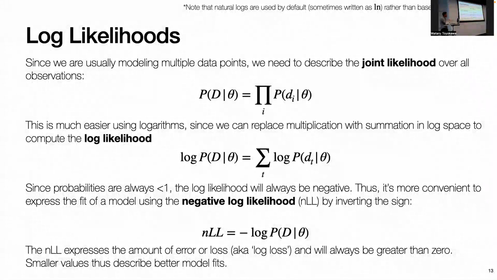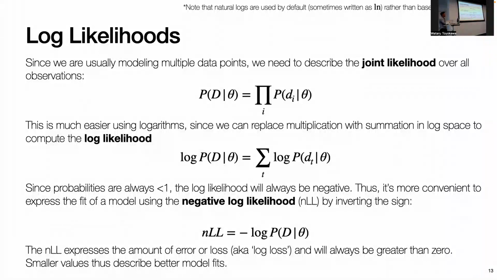Now, since probabilities are always less than 1, the log of something less than 1 will always be negative. This means we have a sum of all these negative values. So it's often more convenient to express this using the negative log likelihood.